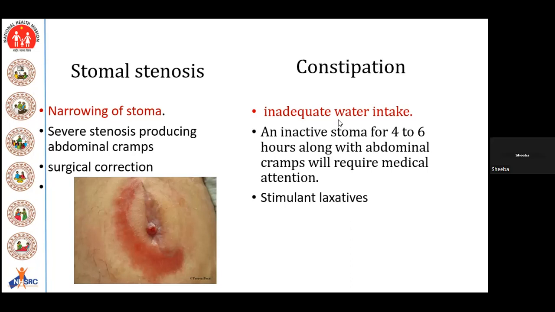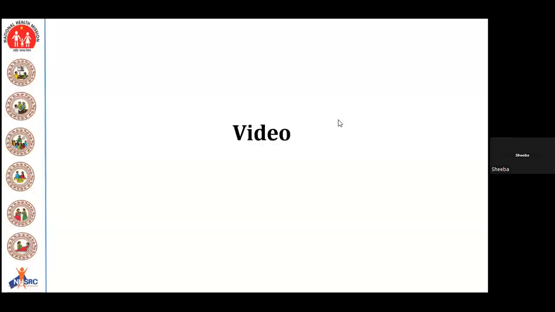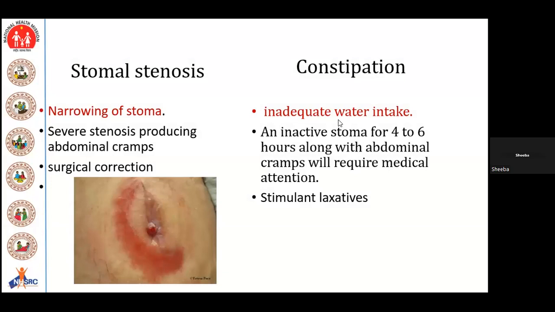Or you can use stimulant laxatives. Try a course of 1 or 2 days with the stimulant laxatives, and if the problems persist, sometimes there is an obstruction there. If these kinds of problems are there, then you can refer the patient to the surgeon. So these are the major problems, and sometimes a parastomal hernia will be there.